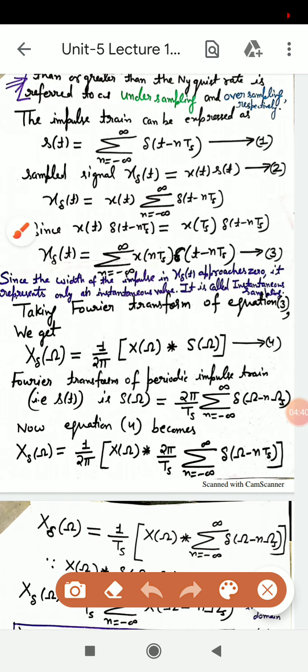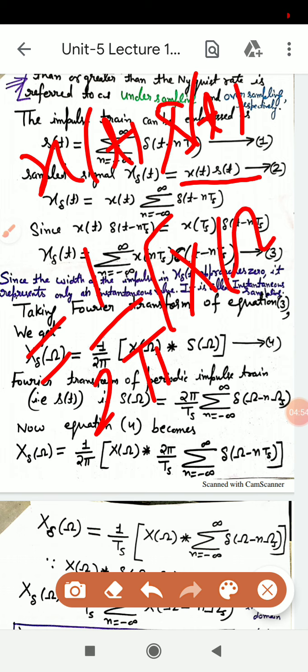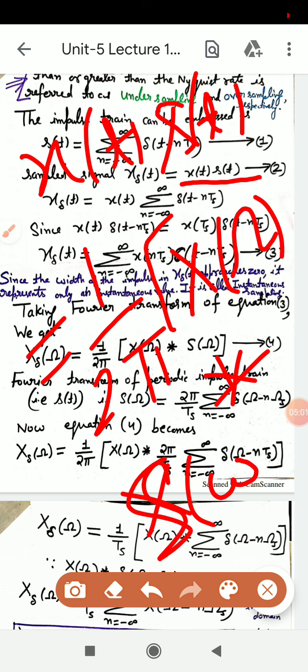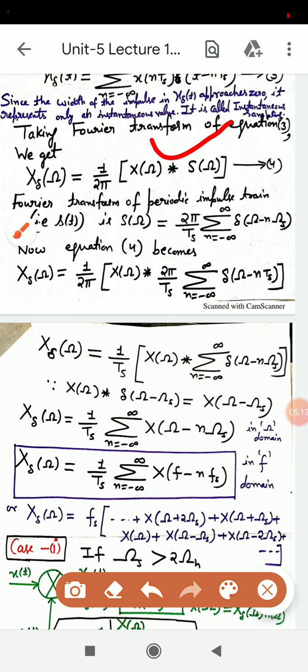And we know the property: x(t) is multiplied by s(t), which means two signals are multiplied in the time domain, then we have to convolve in the frequency domain. This is the property: X(omega) convolved with S(omega). This is a property. If there is convolution in one domain, then it is simple multiplication in the other domain. So we can write this.